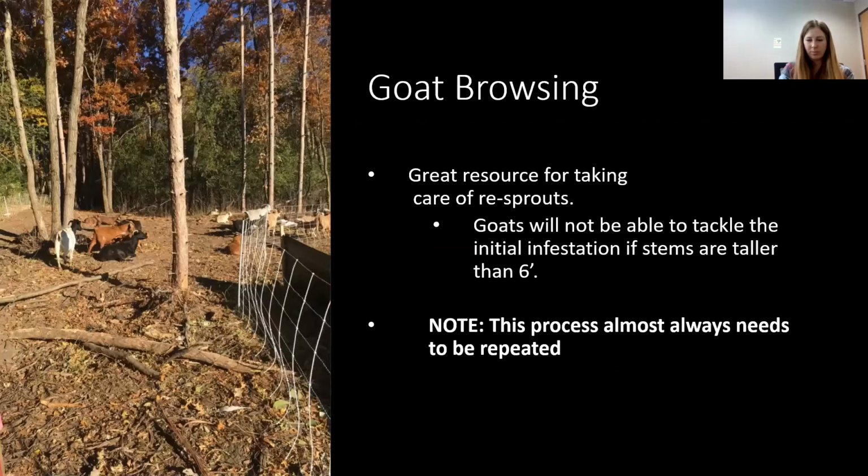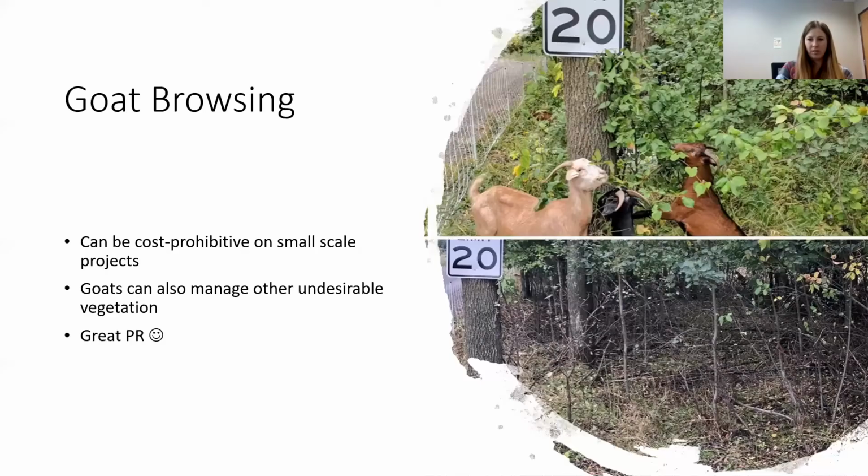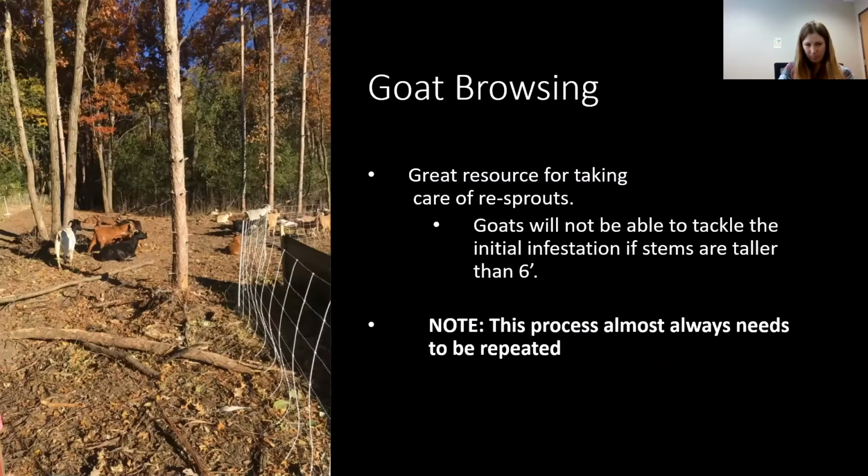Goat browsing is an awesome resource. It's really gained a lot of popularity in the last 10 years or so, and that's great for taking care of those resprouts. Goats can't tackle the initial infestation when it's material larger than 6 feet or so. It's going to look something like this picture here, where the goats are climbing and reaching what they can, but they aren't able to tackle that upper canopy, which, when you're dealing with buckthorn, isn't going to get you very far when you're just chewing up the lower branches.